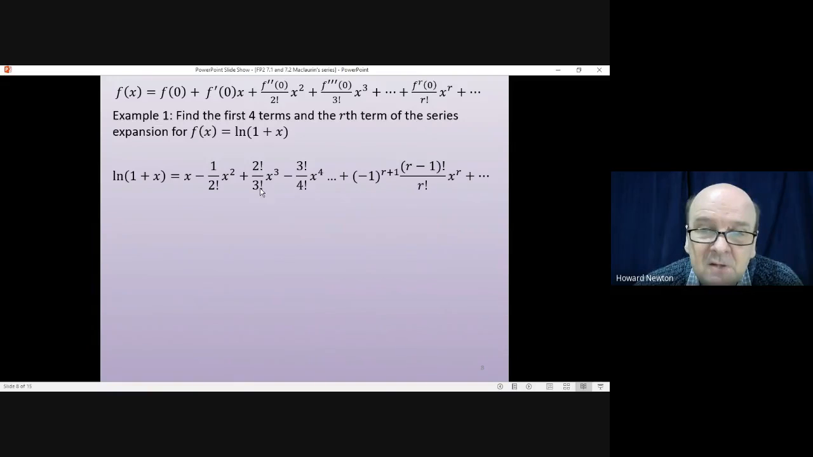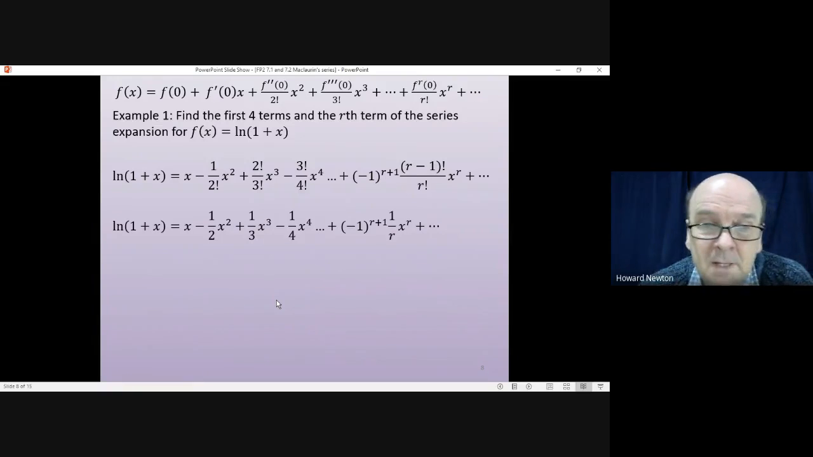Now, if you look at these fractions, they've got factorials on the top and factorials on the bottom. Most of the terms cancel each time. And that will give us the log of 1 plus x is equal to x minus a half x squared plus a third x cubed minus a quarter x to the 4, with the general term being minus 1 to the power of r plus 1 times 1 over r times x to the r.